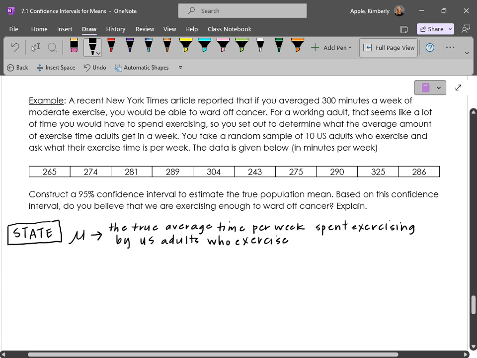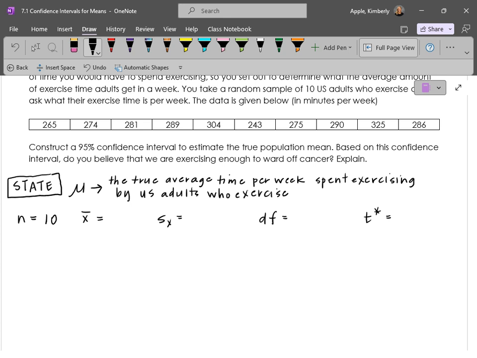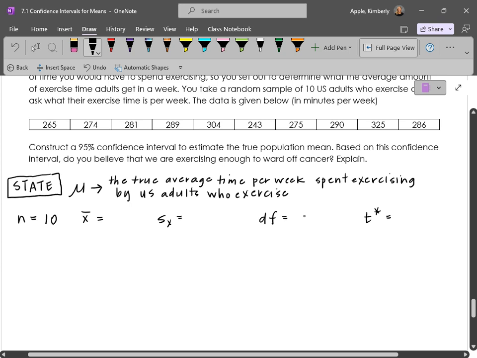All right. So just like before, there's some other stuff that I want to make sure that I've got down. The sample size is 10. I'm going to need an X bar. I'm going to need an S sub X. I'm going to need some degrees of freedom because I'll be using the T procedures. And I'm going to need a T star. I'm just getting ready here, right? There are several things that I need. We can do the degrees of freedom right off the jump. What are the degrees of freedom? 9.